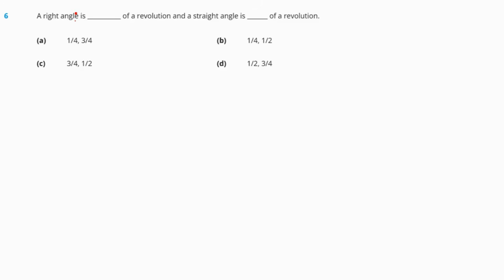The next question reads, a right angle is dash of a revolution and a straight angle is dash of a revolution. A complete circle makes a revolution. So 1/4 of it is a right angle. So a right angle is 1/4 of a revolution, whereas a straight angle is two right angles or half of a revolution. So 1/2, 1/4 and 1/2. Option B is the answer.